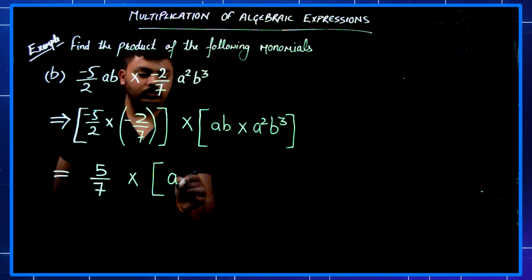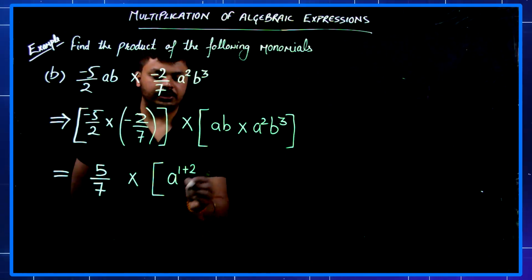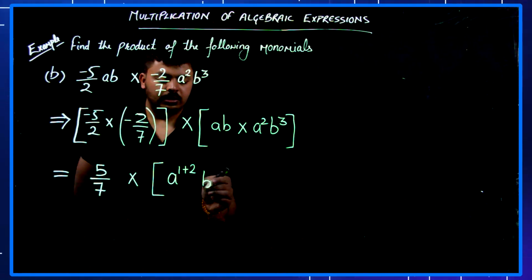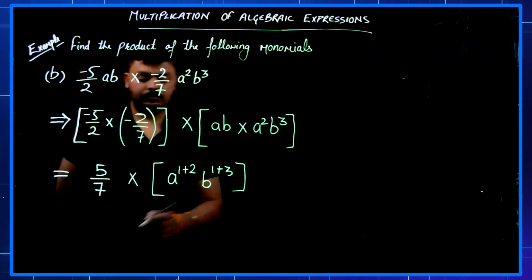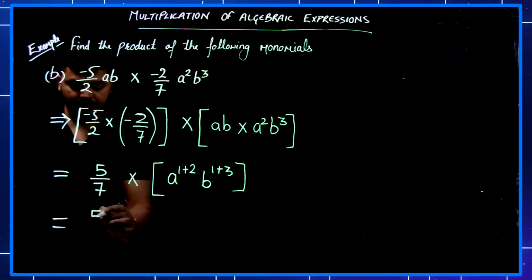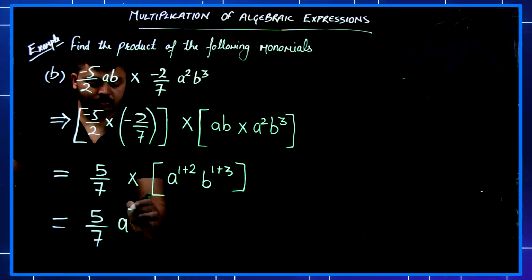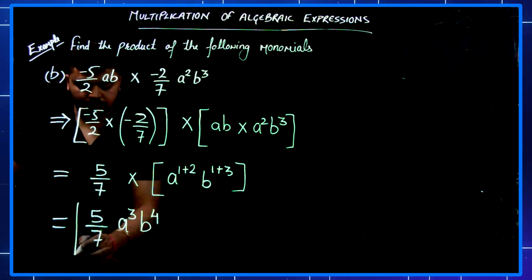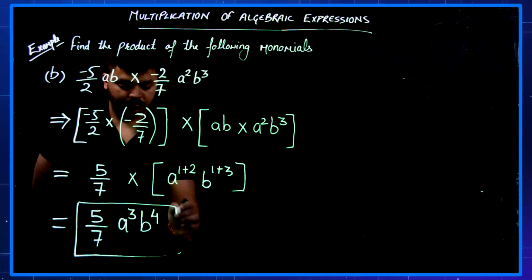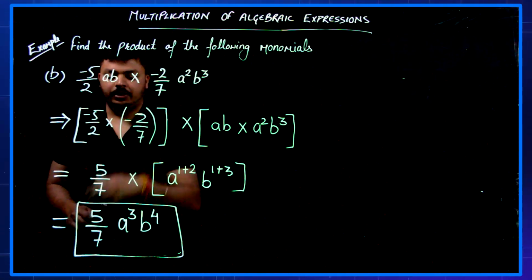here a to the power 1 into a to the power 2, that is a to the power 1 plus 2, the powers get added, then b to the power 1 plus 3. So we get 5 by 7 a to the power 3 b to the power 4. So this is the product of the given two monomials.